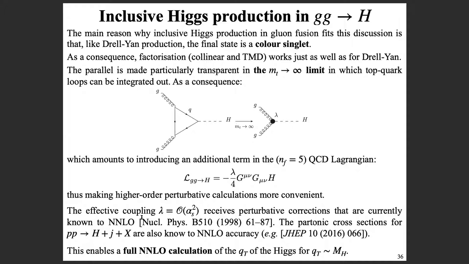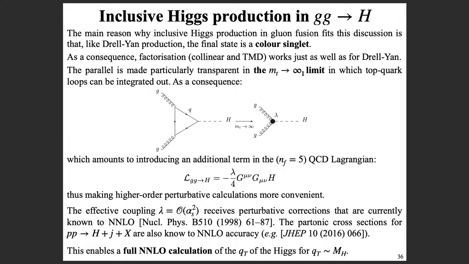So this means that we can really use the same tools also for describing this process. In addition, for this particular process, gg into H, there is an effective field theory in which one sends the top mass to infinity. This is useful because the gg into X vertex in the Standard Model looks like this, with a triangle in which all possible quarks circulate. But of course, here you have a coupling to the X which is proportional to the mass of the quark. So this means that the top mass is by far the dominant contribution.